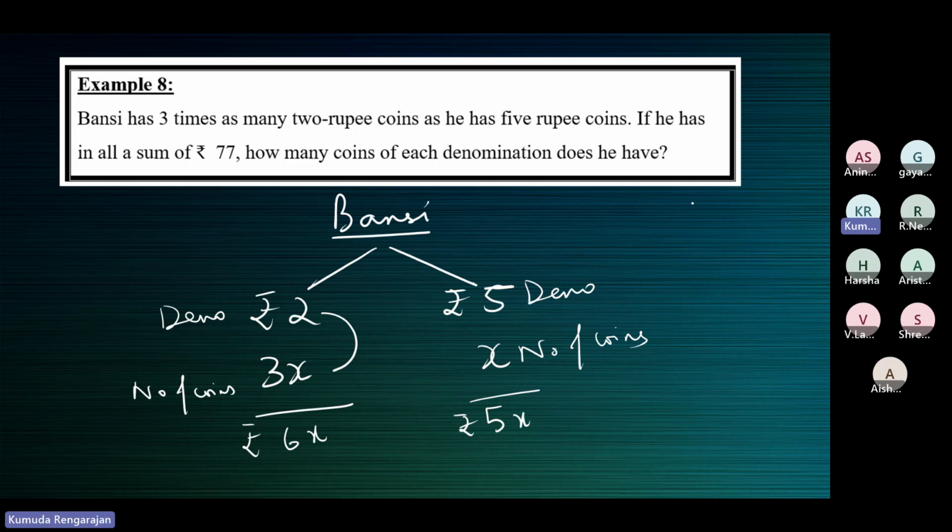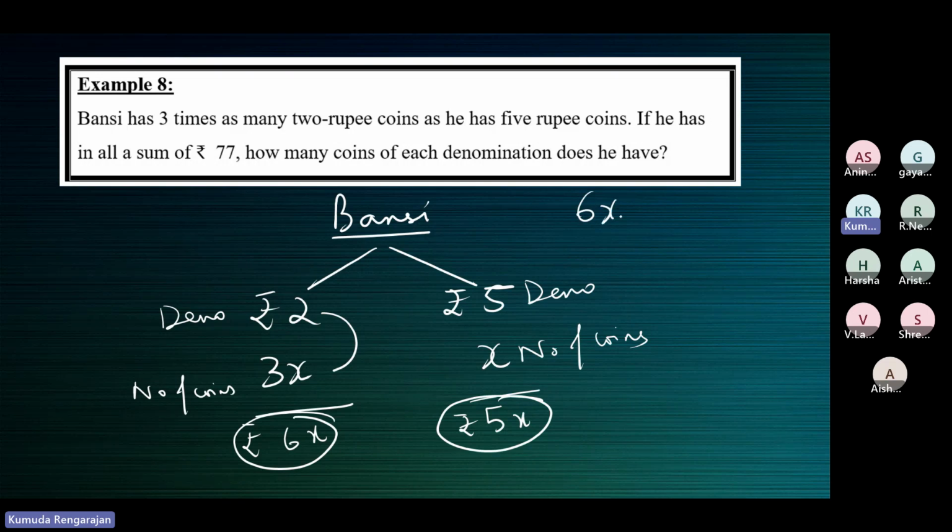When you multiply the denomination and the number of coins, you get the value of money. So the value of all the 2 rupee coins is rupees 6x. The value of all the 5 rupee coins is rupees 5x. Now, what is the total value of money with him? He has 77 rupees in all. That means rupees 6x, this is the value of all the 2 rupee coins, plus rupees 5x, this is the value of all the 5 rupee coins.